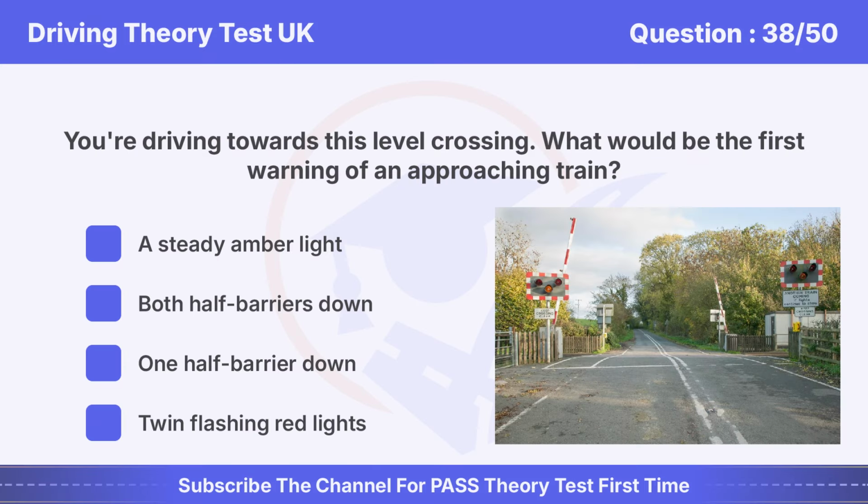Question 38. You're driving towards this level crossing. What would be the first warning of an approaching train? Option A. A steady amber light. B. Both half barriers down. C. One half barrier down. D. Twin flashing red lights.